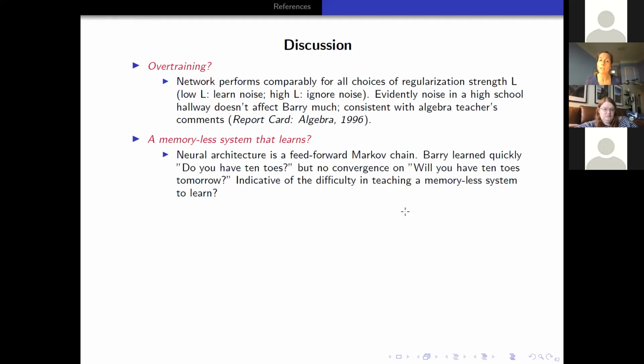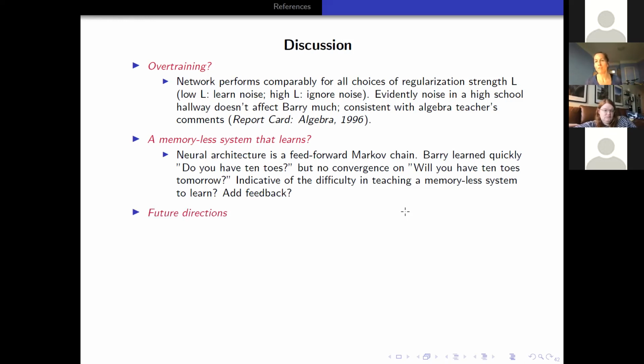Barry learned very quickly such questions as, do you have 10 toes? But there was no convergence, interestingly, on the question, will you have 10 toes tomorrow? So this problem might be indicative of the difficulty inherent in trying to teach a memoryless system to learn anything. One solution might be to add feedback. Most of us have memories, or at least we're under the impression that we do.